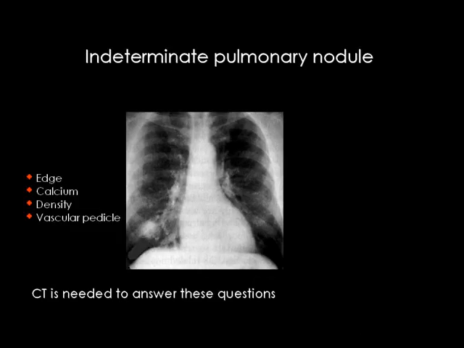Then what happens if you look at the chest X-ray and you see a nodule like this? Then you have to answer 4 questions. Number 1, what about the edge? Is it smooth or spiculated? What about the presence of calcium? Is calcium present or not? What about the density? Is this a fluid density or a solid density? What about the vascular pedicle? Does this nodule have a vascular connection to the hilum or not? If you fail to answer any one of these questions, the second step should be CT scan.